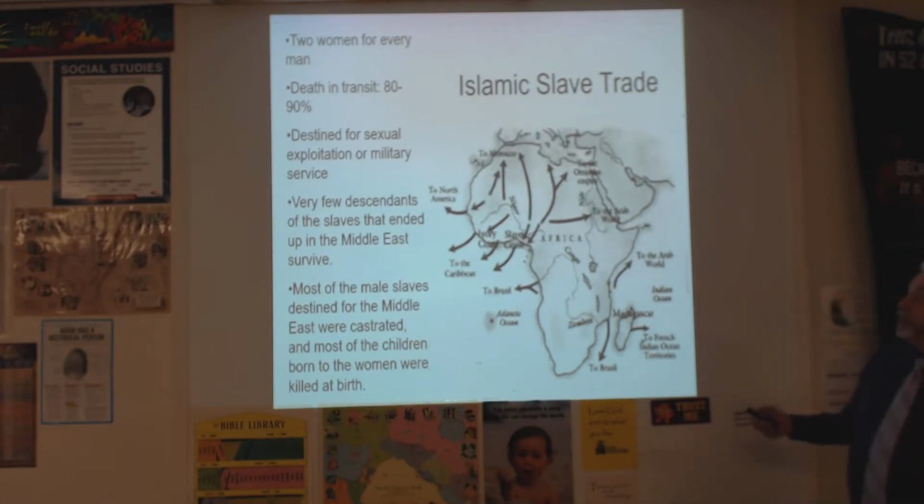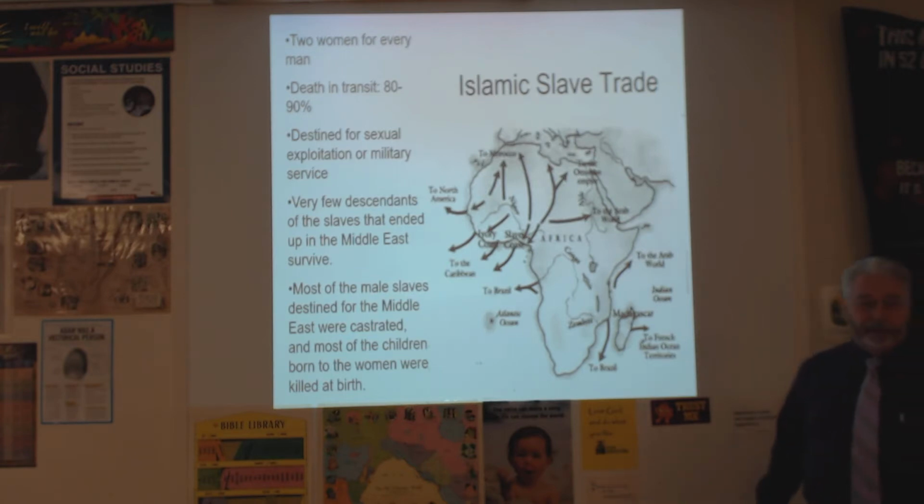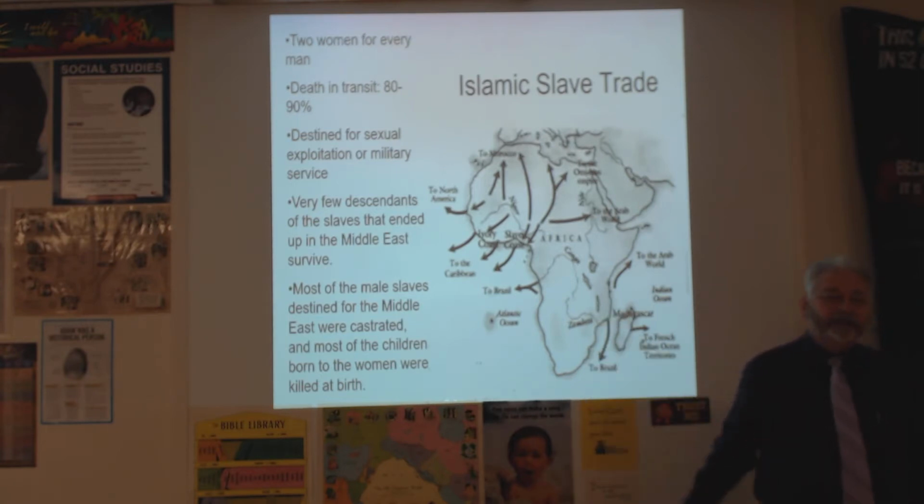But look at what the Arabs are doing. They're getting 2 women for every man. So what does that tell you about their purpose for slaves? Are they predominantly buying slaves to do work, at least to work in fields, things like that? No. What are they buying them for? Predominantly sex. Same thing they're doing today. They haven't stopped, and maybe not on a grand scale, but they're still doing it today.